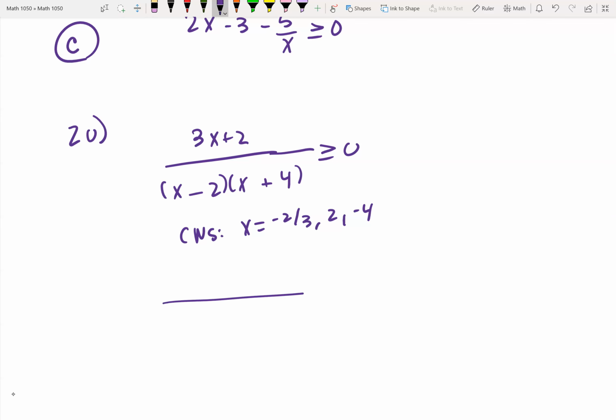Okay, so now I'm just going to go to my number line. The negative 4 is over here. The positive 2 is over here. And so the negative 2/3 is going to be about right there.